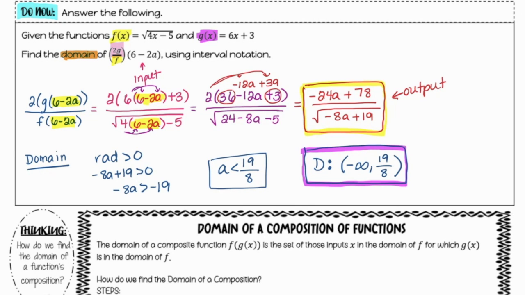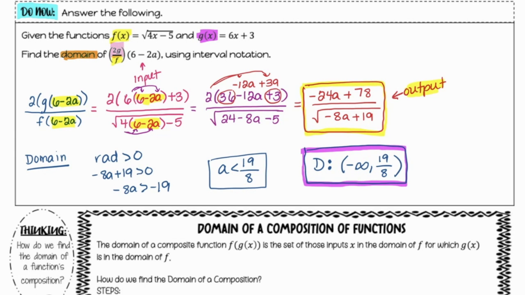Okay, so for this problem, we have twice the g function. So I input that into my numerator. I did the steps. I end up at a numerator of negative 24a plus 78. For the denominator, I am dealing with the f function, so a square root. I input my given input, which is 6 minus 2a. I distribute, I combine like terms, and I end up at the square root of negative 8a plus 19. That is all my output.